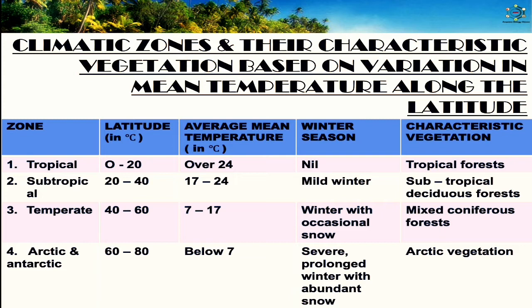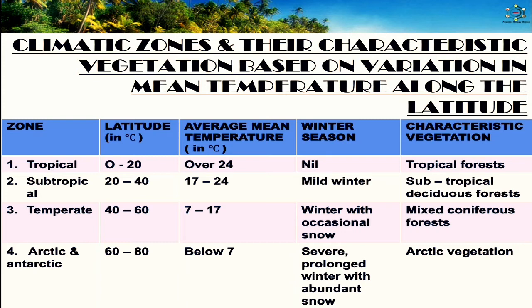In case of subtropical, the latitude is 20 to 40. Average mean temperature is 17 to 24. Winter season is mild winter, and the characteristic vegetation is subtropical deciduous forest. In temperate region, the latitude is 40 to 60. Average mean temperature is 7 to 17. Winter season is winter with occasional snow, and the characteristic vegetation is mixed coniferous forest.